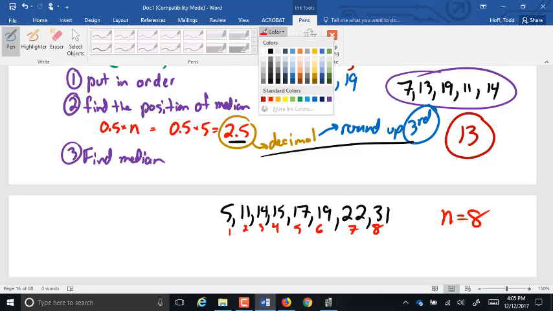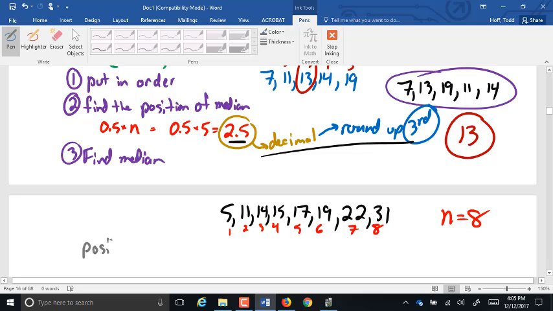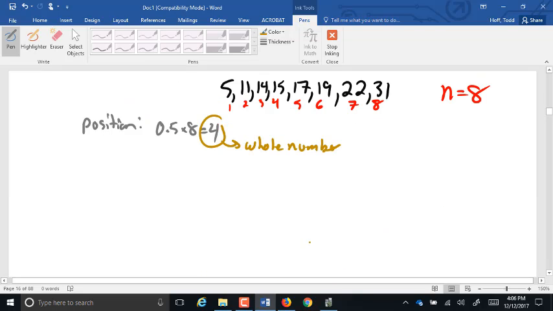So my position here is 0.5 times 8, which comes up to be a 4. Since that is a whole number, that means the position is between that location, which is the 4th, and the next location, which would be the 5th number. So it's between the 4th and 5th number. So in this case, that's between 15 and 17.